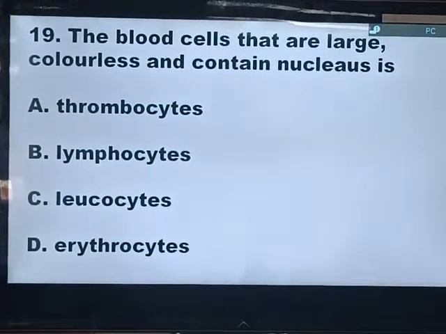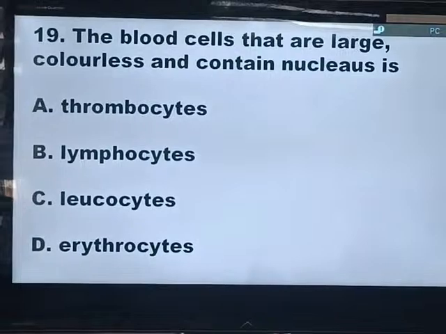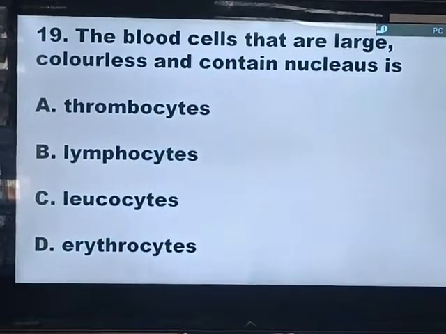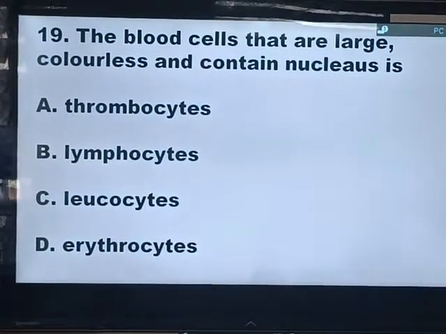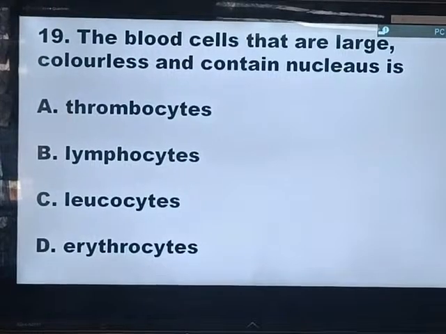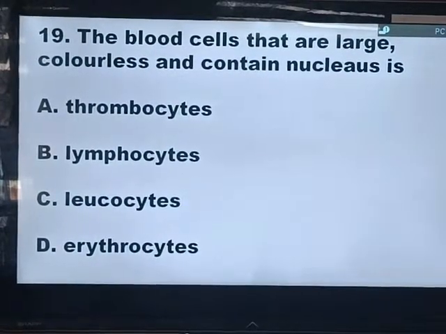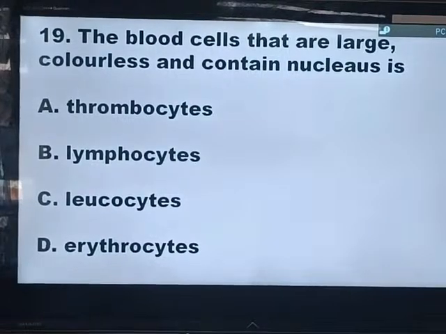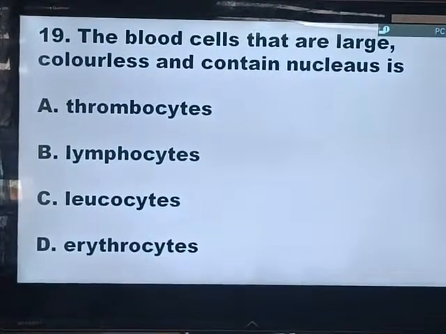As a matter of fact, there are two things that will tell us what the correct answer will be here. Number one, large. Out of the three types of cells that are present in the blood, the red blood cells, also called erythrocytes, the white blood cells, also called leukocytes, and the platelets, also called thrombocytes, the largest of them all is the white blood cell.